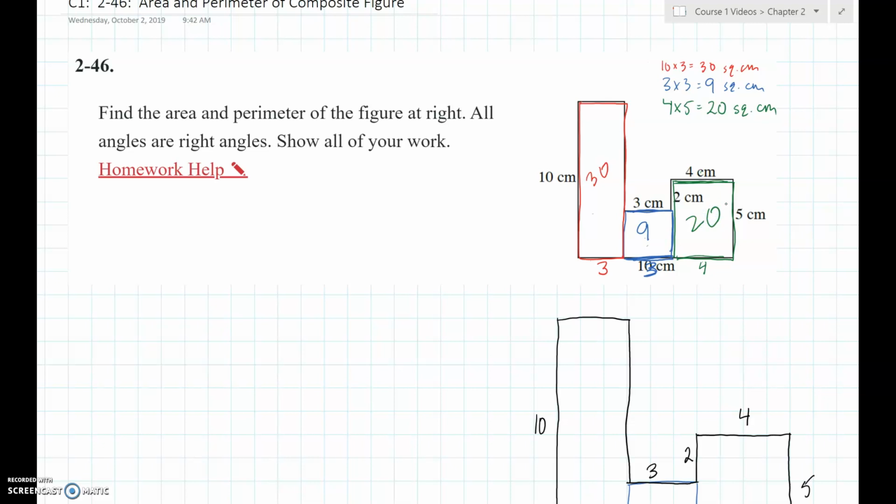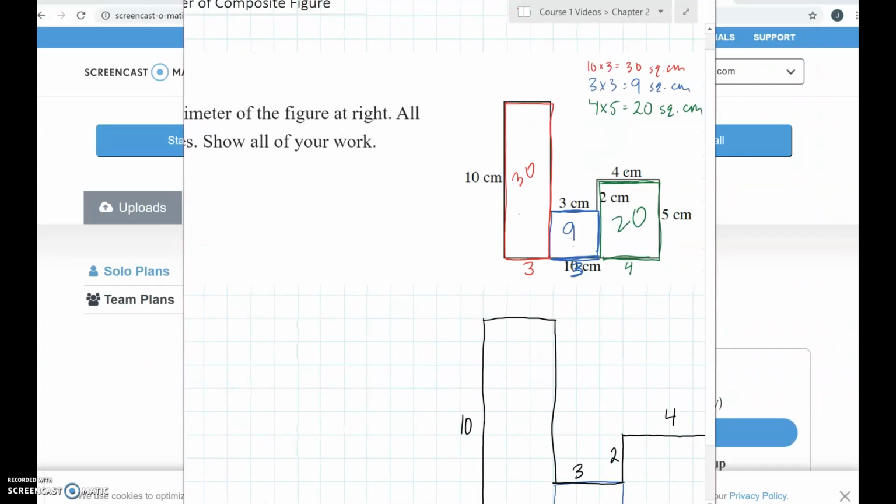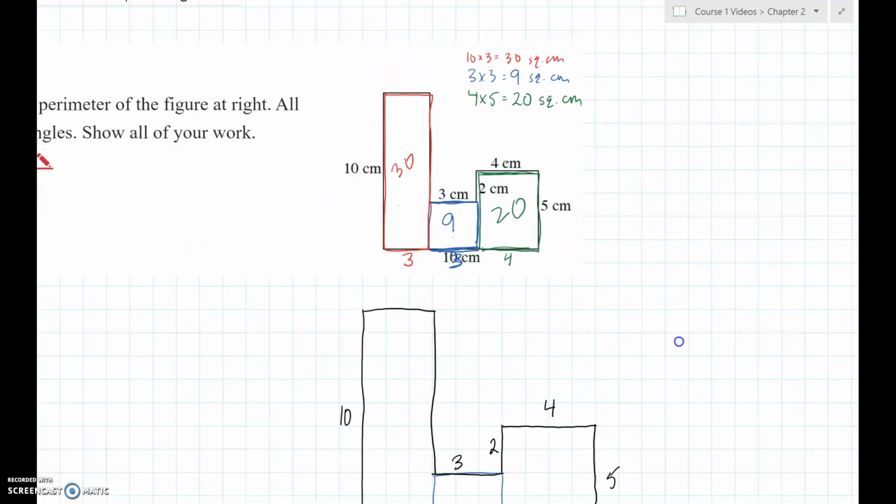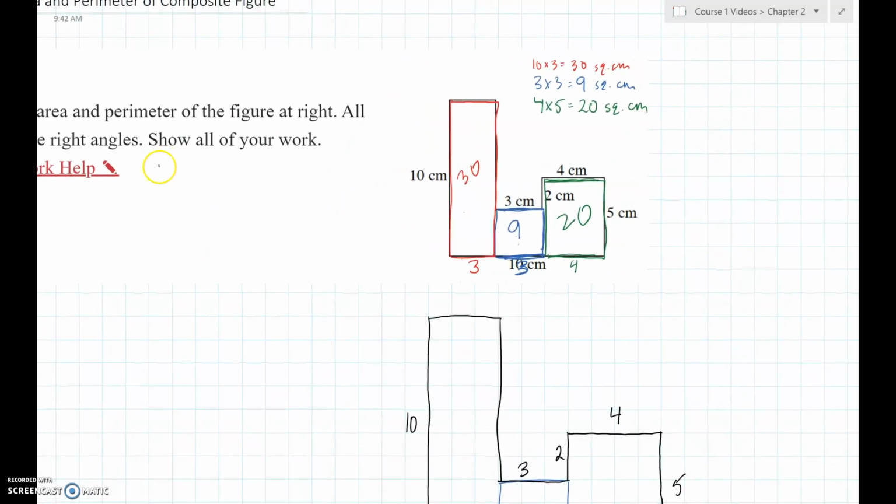The next would be to add them all up. So the area of that shape is equal to the total number of squares. So 30 plus 9 plus 20 is 59 square centimeters. You need those units. You can't just say 59. We need 59 what? Is it 59 inches? Is it 59 square inches? In this case, it's 59 square centimeters.